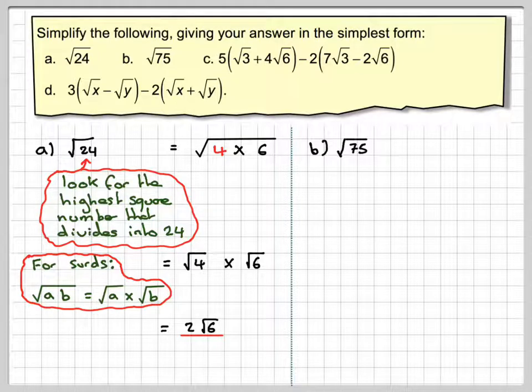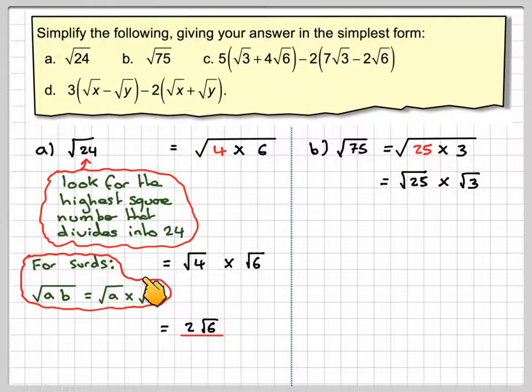Second one, the square root of 75. The square root of 75 can be written as 25, the highest square number that goes into it, times 3. So separating using this idea here, that becomes the square root of 25 times the square root of 3, and the square root of 25 is 5, so we get 5 root 3.